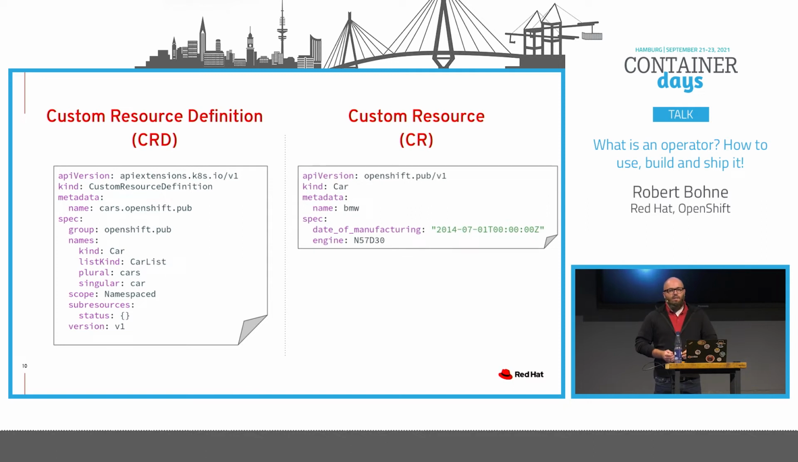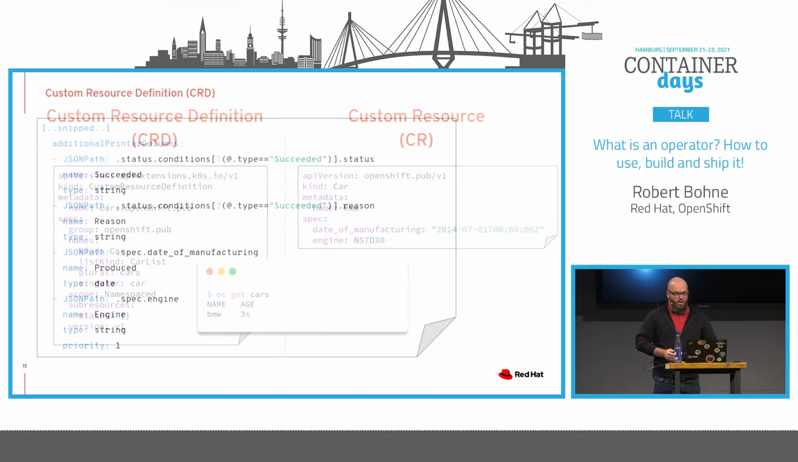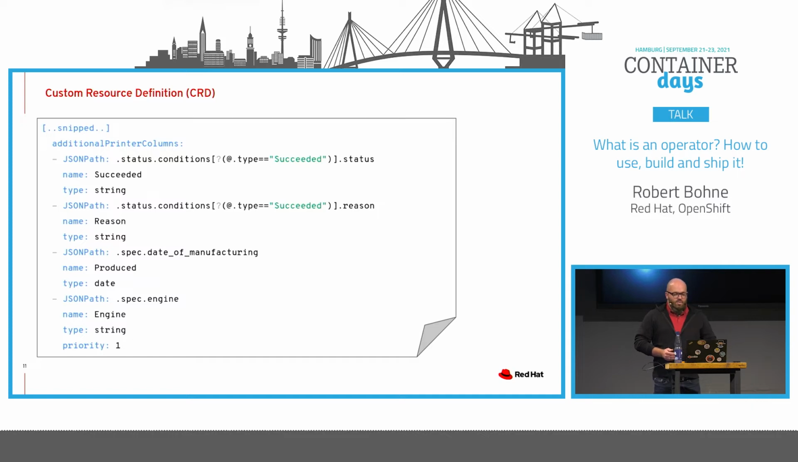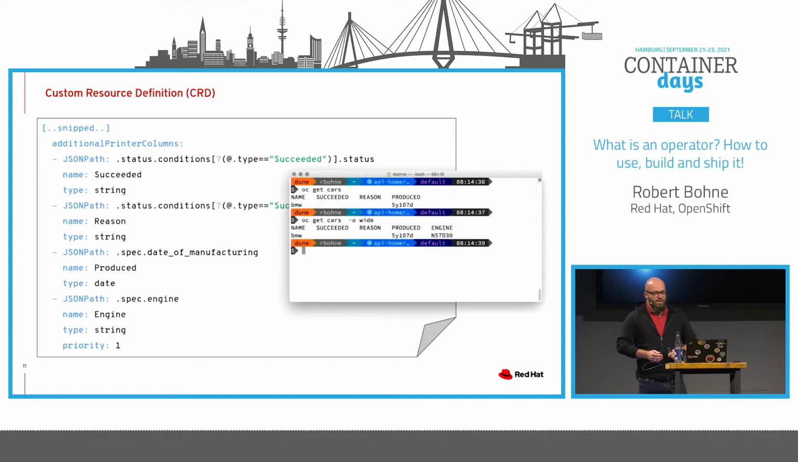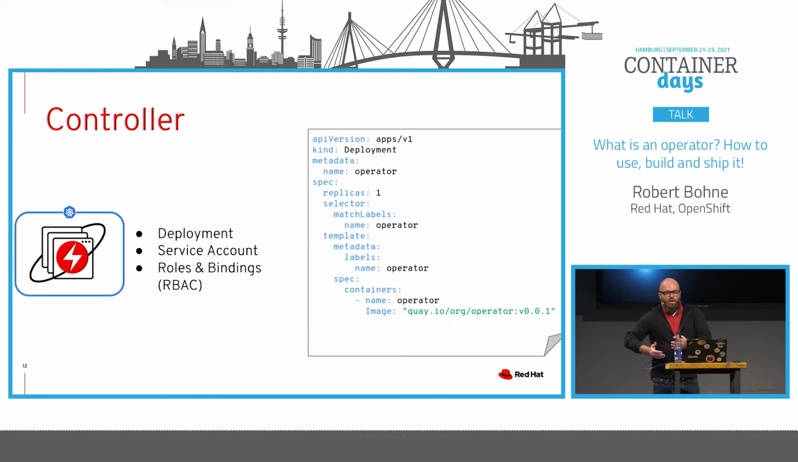And then I have to apply the custom resource to it. The custom resource is the actual object. So here a car, a BMW, with a date of manufacturing and type of engine. And then you can simply run oc get cars or kubectl get cars, kubectl edit, delete, patch, whatever. You can do everything with it as with every other object in the API. You can also add some more columns if you like, some additional printer columns. You may know this from kubectl get with -o wide, and then you can say which columns from the spec part should be added to have a better overview. And then you have your API working.